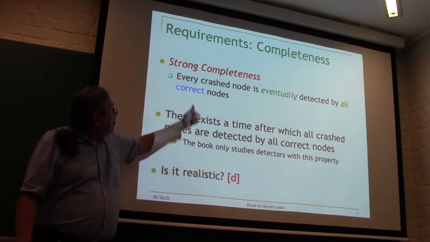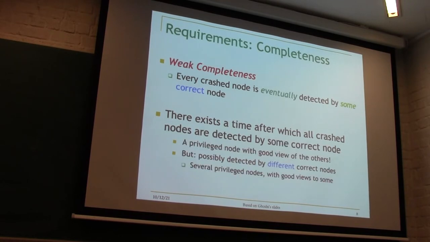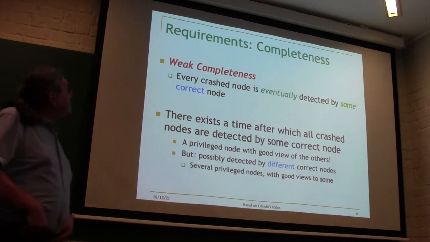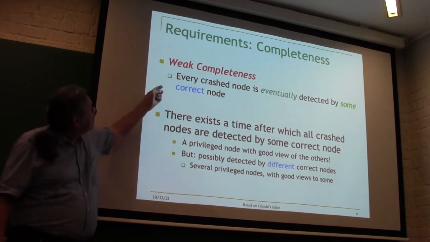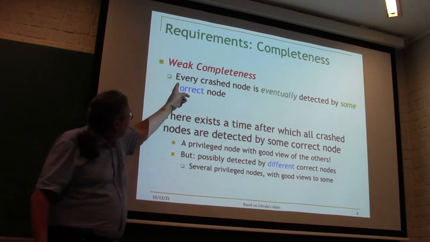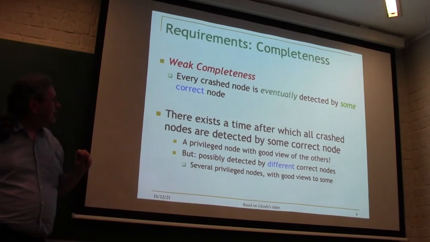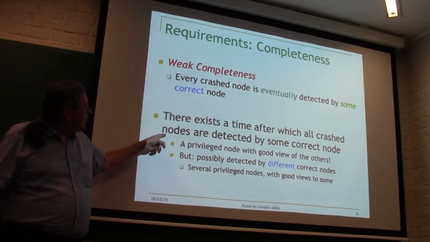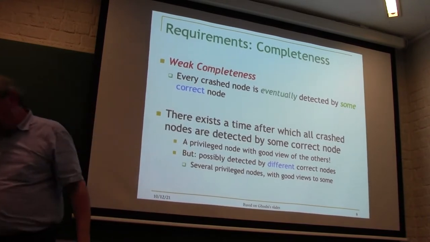So here, all the nodes will see the crashes. That's reasonable if you have routers that connect everything, if everything is connected to everything. But things are not always like that. So there are some cases where you don't get that, and you have weak completeness: every crashed node is eventually detected by some correct node. There is a privileged node that has a good view of the others.